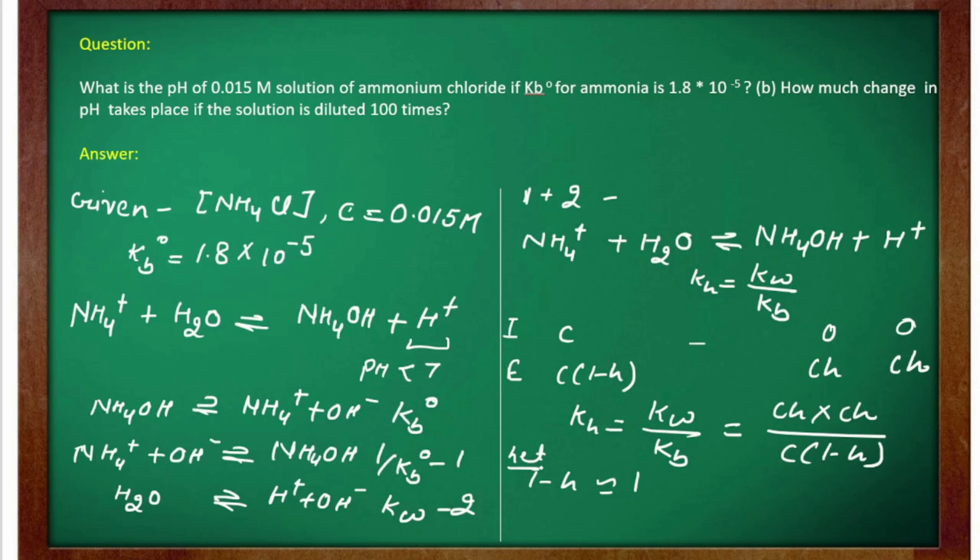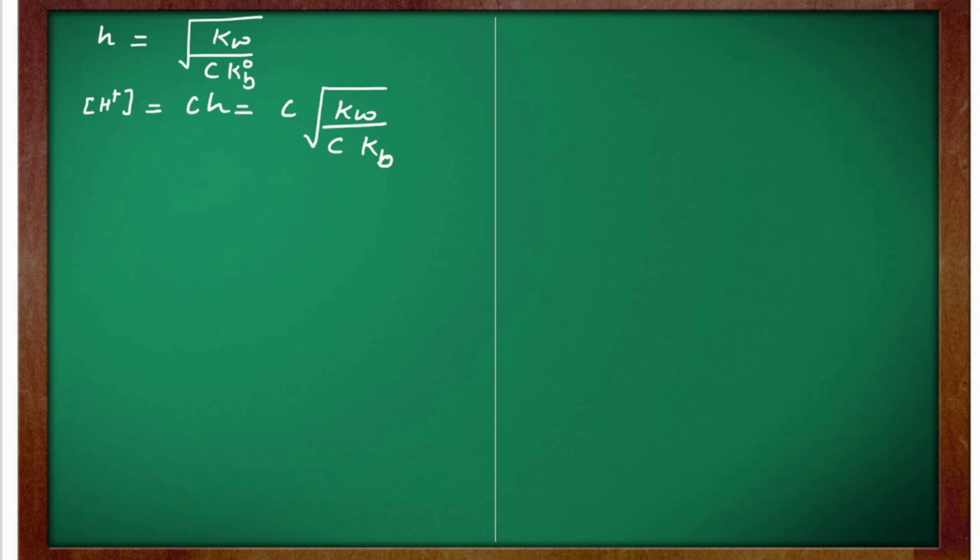Degree of hydrolysis is very negligible in comparison to 1. Ch squared equals Kw divided by Kb. Degree of hydrolysis h is equal to square root of Kw divided by C multiplied by Kb. Hydrogen ion concentration is equal to C into h.